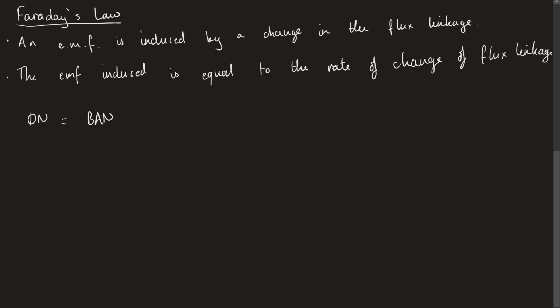Okay, and this leads to the fact that Faraday's law, as it's written in your formula sheet, is that the EMF is equal to N, because this is a constant, multiplied by the change in the flux divided by the change in time. And this is Faraday's law. This is the most important law that we need for magnetic fields.